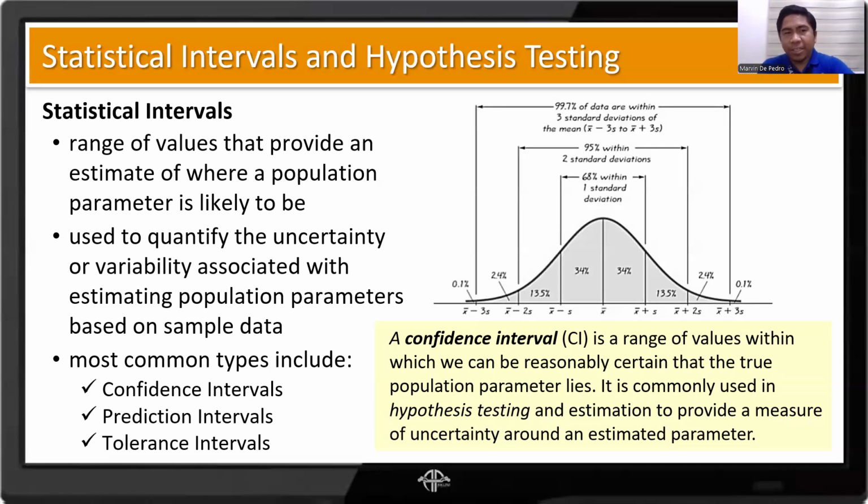In statistics, the most common types of intervals include confidence intervals, prediction intervals, and tolerance intervals. In the sample problems handout, we have some problem solving examples. But for now, take note that our focus for this course is more on confidence intervals, which is what we're going to use once we do our hypothesis testing. A confidence interval, or CI, is a range of values within which we can be reasonably certain that the true population parameter lies.